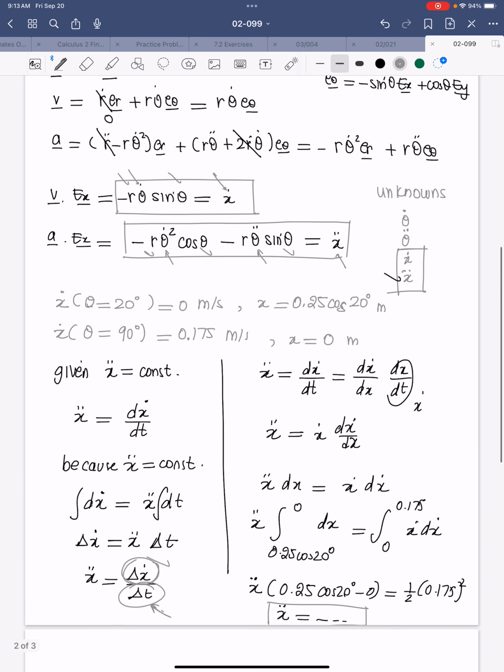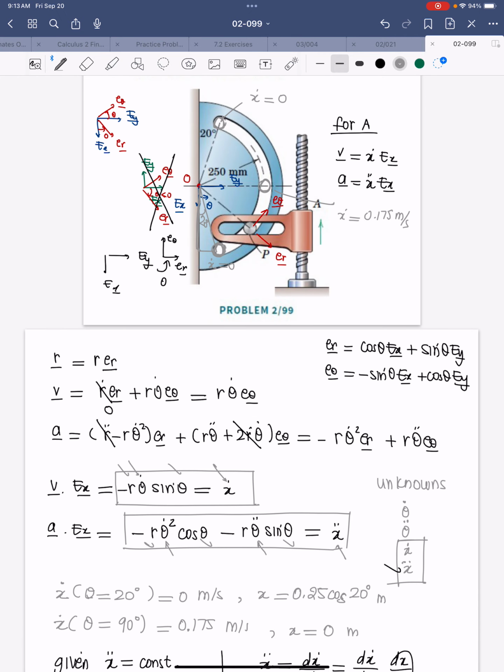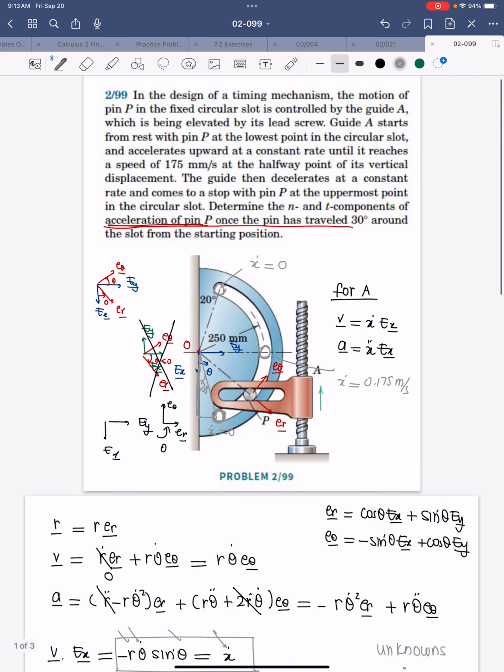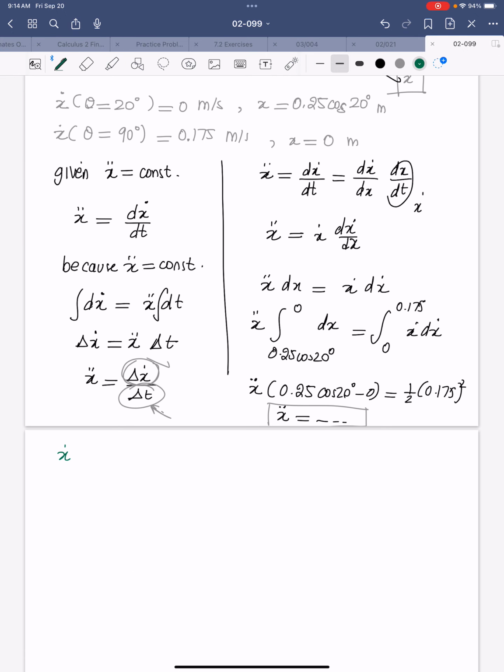So now, instead of integrating between the initial position and the middle position, where we know the velocity of both, let us integrate to the point where the pin has traveled 30 degrees, at which we want to find the acceleration of the pin. So this angle is 30 degrees. We've traveled 30 degrees, so the total angle theta is 50 degrees. I want to find x dot when theta is equal to 50 degrees.